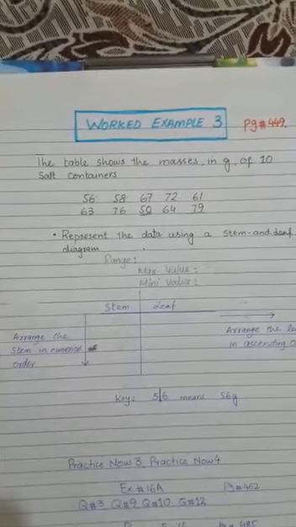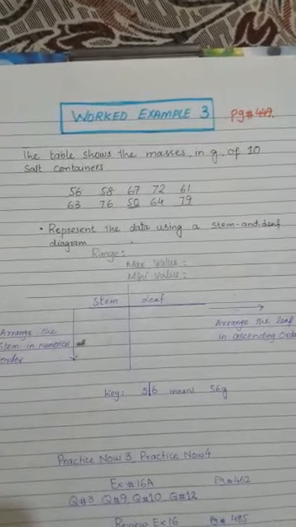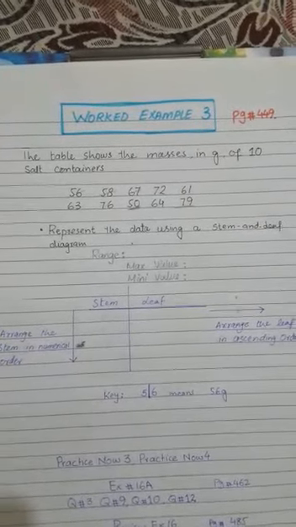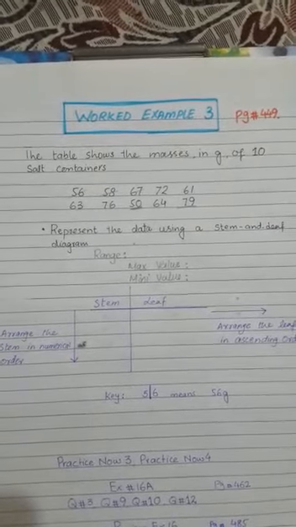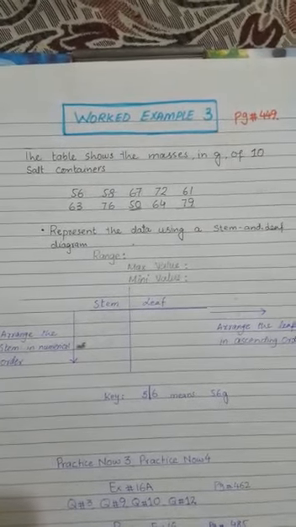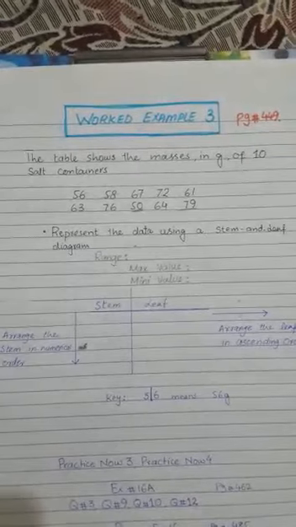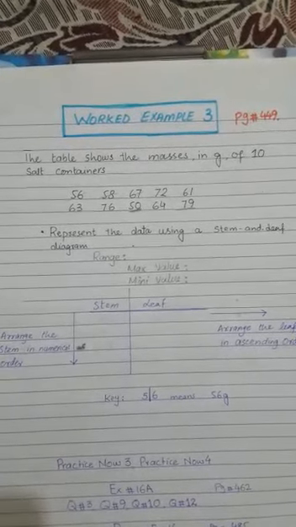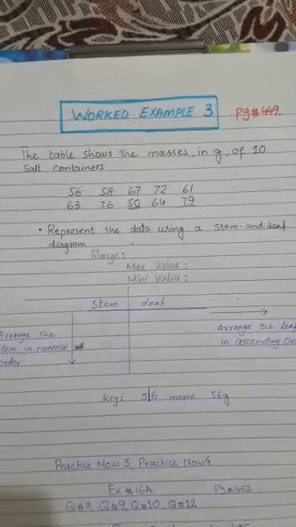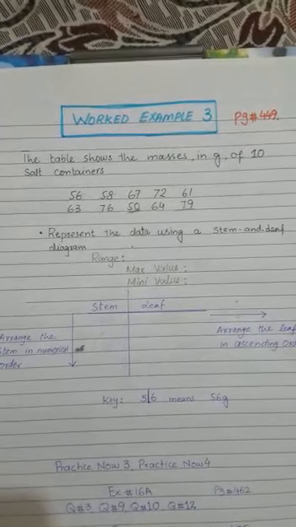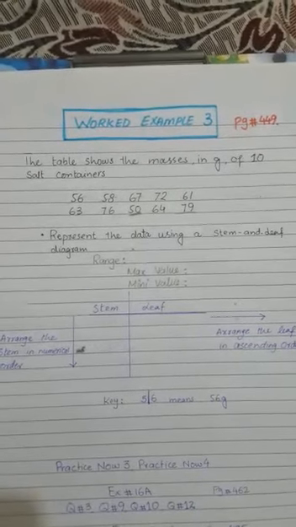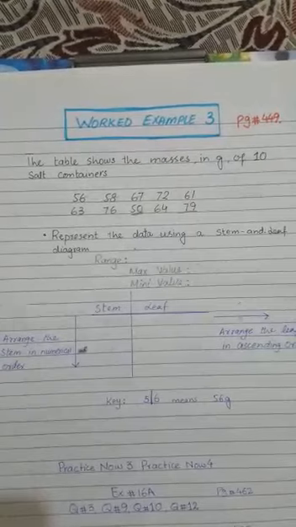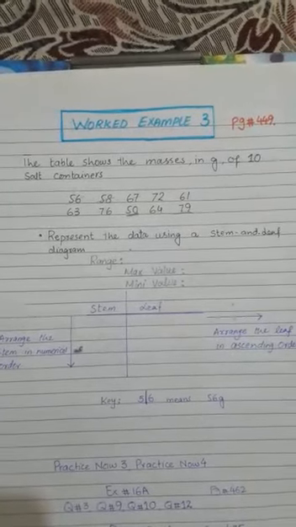To explain this concept, we will solve a worked example which is on page number 49. The table shows the masses in grams of 10 salt containers, which are 56, 58, 67, 72, 61, and so on. The requirement of the question is to represent the data using a stem and leaf diagram.